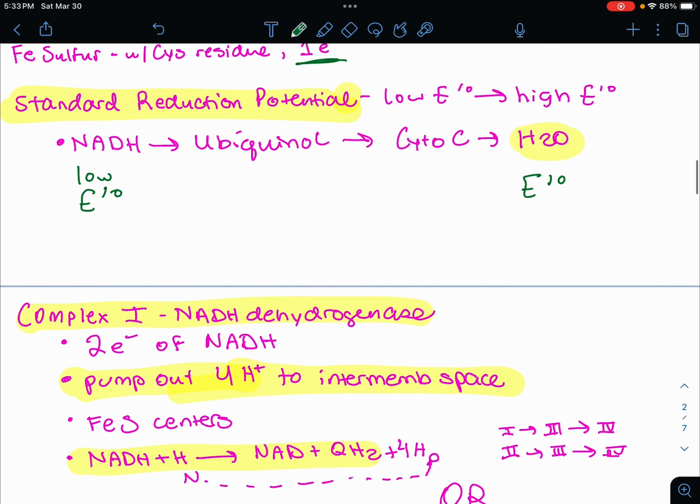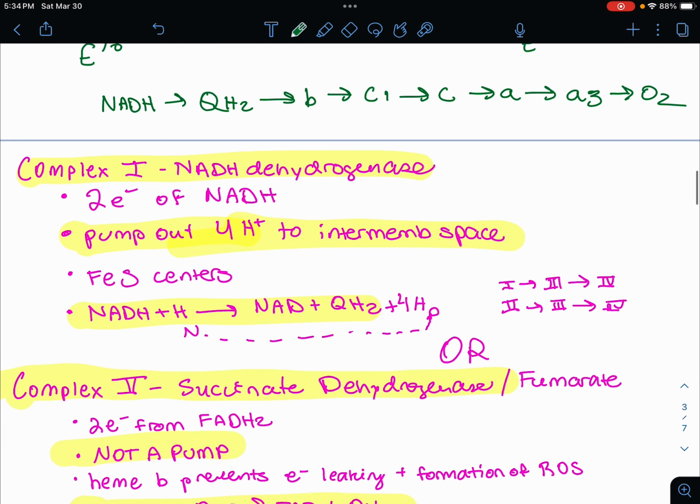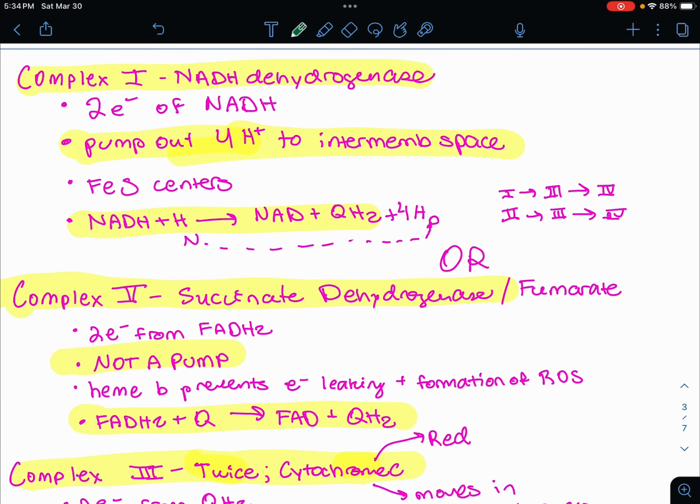The order of the carriers is NADH, so NADH to Q, which is our ubiquinol, actually QH2, then cytochrome B, then to C1, cytochrome C, cytochrome A, cytochrome A3, and then O2 as the final one. We have 4 unique electron carrier complexes, and now we're actually going to go through them in depth.